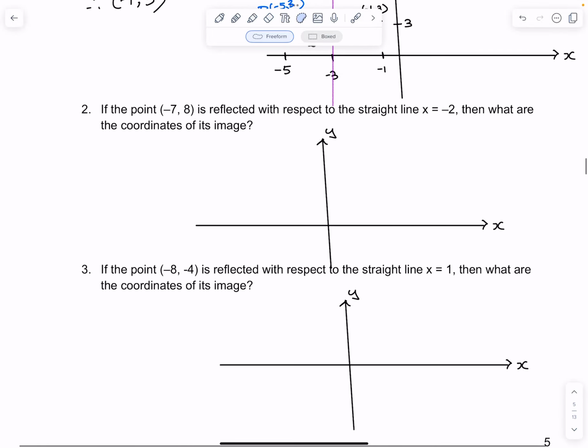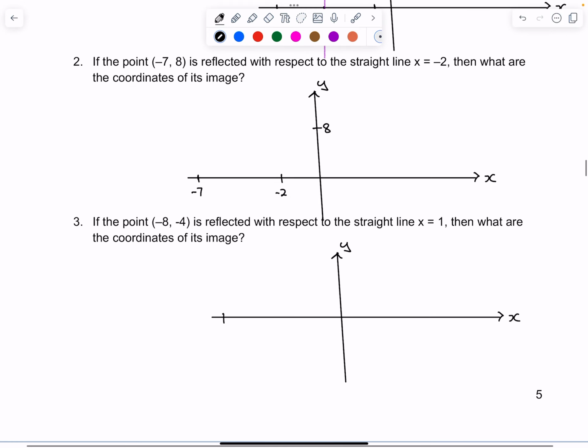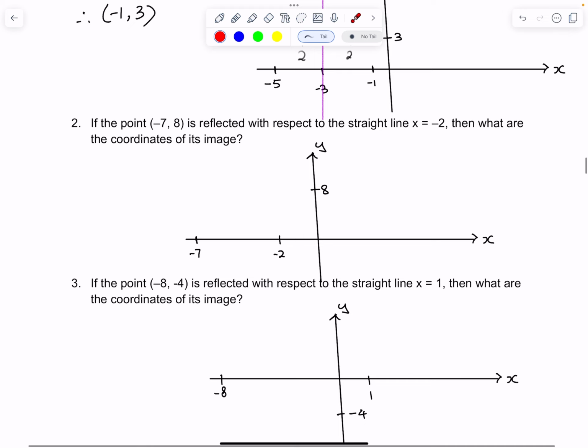Oh, next one. I see numbers like -7, -2, 8, -8, -4, 1. Okay, these numbers. So there's this point, -7 and 8. X is -7, Y is 8.